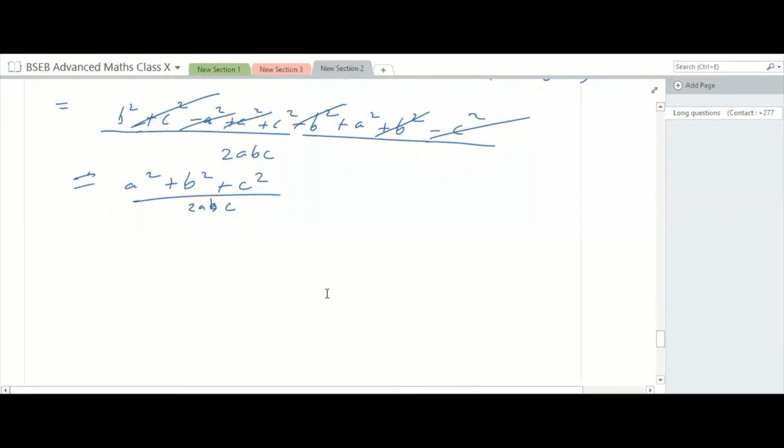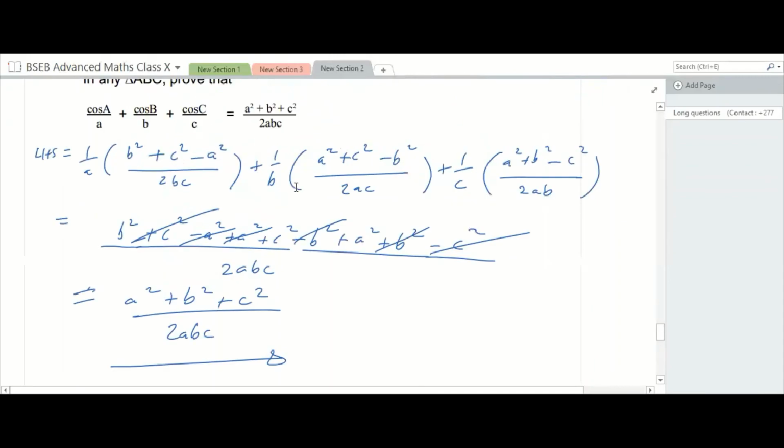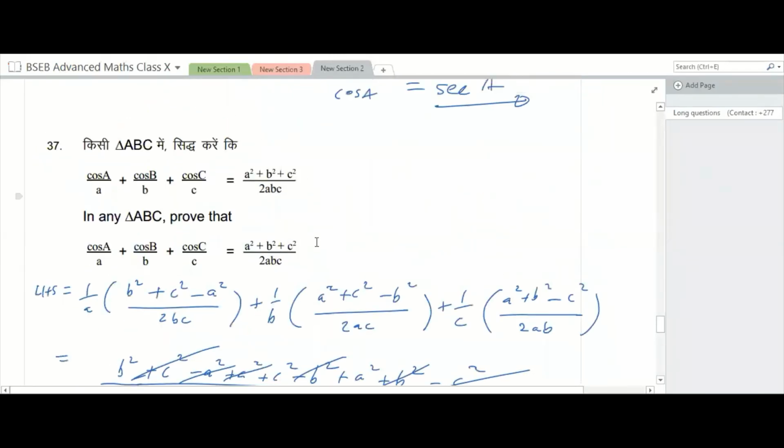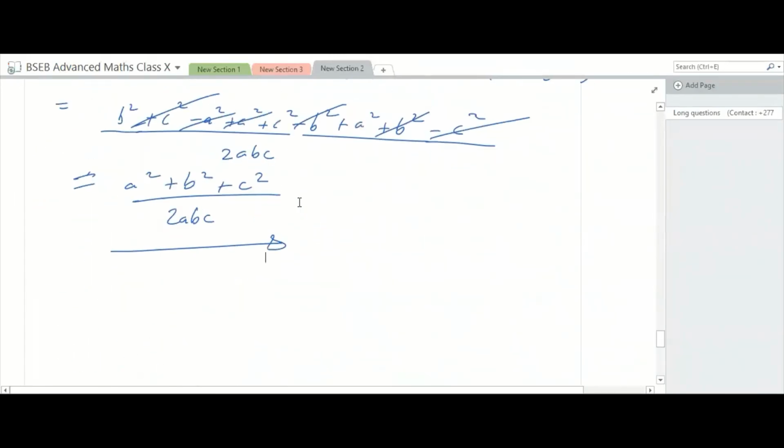We just change that over 2abc, and that's what we need to prove here. A squared plus b squared plus c squared over 2abc.